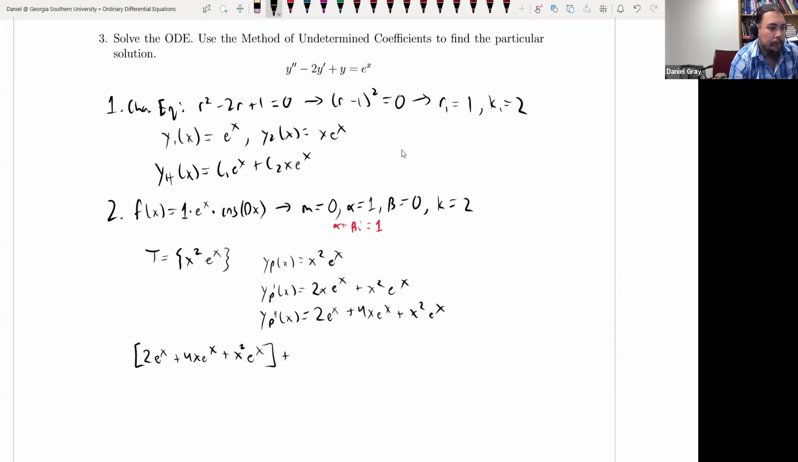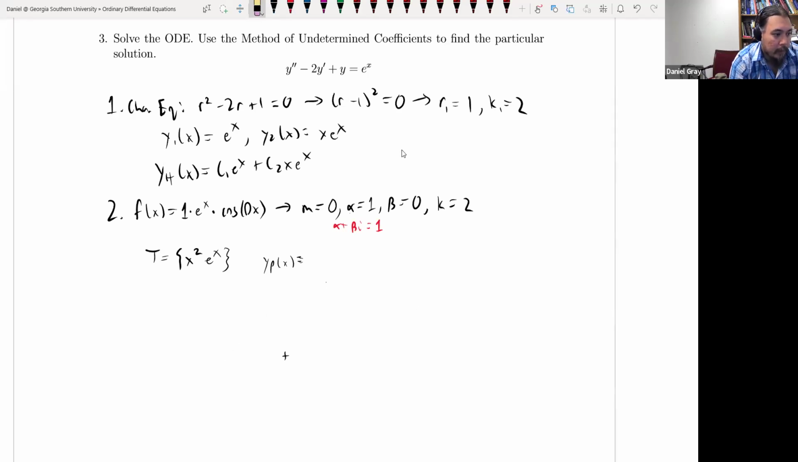Plus, oh, my mistake here. I forgot my constant out front. It should be a times x squared e to the x. So let me just redo our derivatives here. Step back in time here. My mistake, everybody. So yp of x is going to be a constant times x squared e to the x. So it's a x squared e to the x.